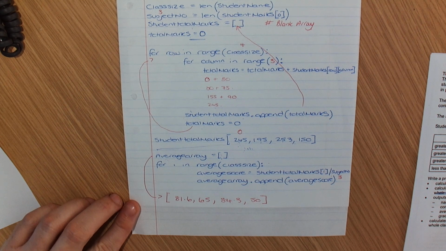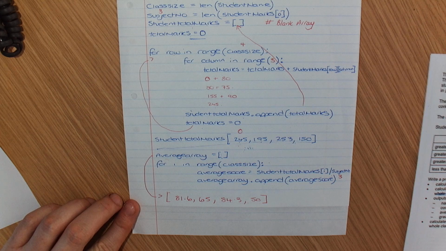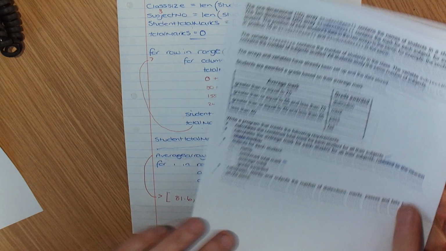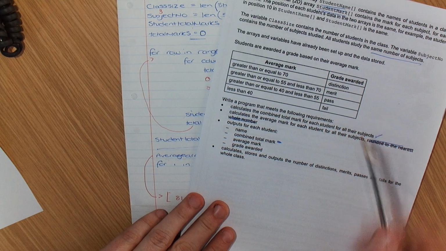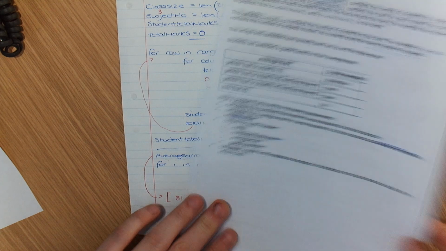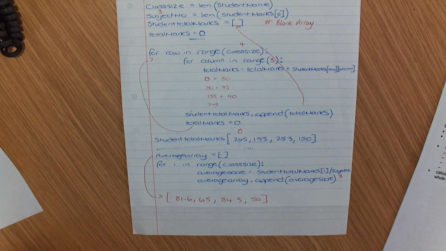I'm going to stop recording that part, but what that now has allowed me to do is calculate the average mark for each student for each subject. Perfect. Now comes the bit where you're going to need to count how many people have got distinctions, merits and passes, which we may need to do in another video. Alright?